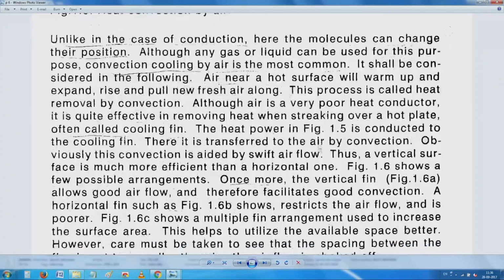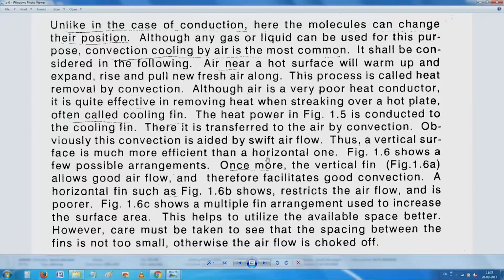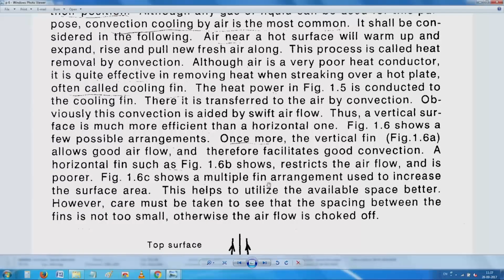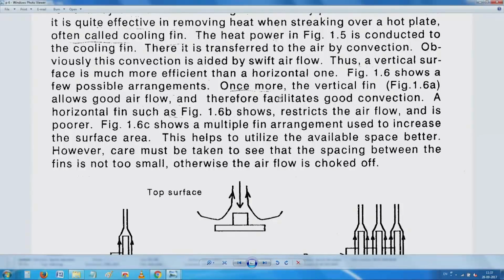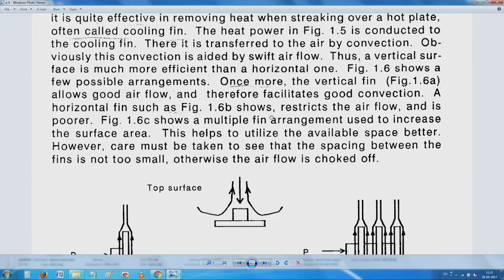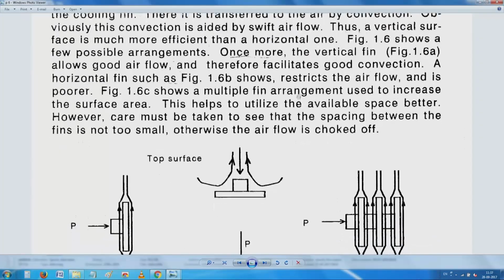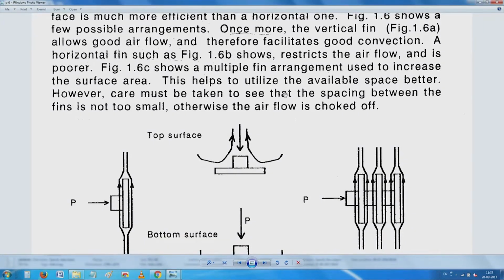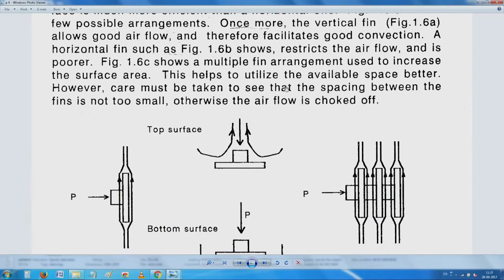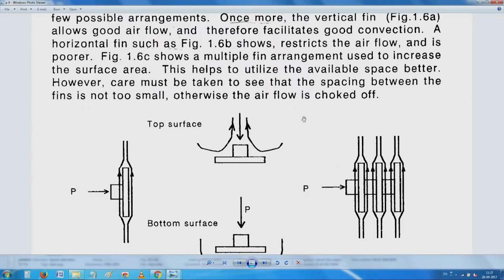Heat is transferred to the air by convection. This convection is aided by swift airflow. A vertical surface is more efficient than a horizontal one. The vertical fin allows good airflow and therefore facilitates good convection. A horizontal fin restricts the airflow and is poorer. A multiple fin arrangement is one by which you can increase the total surface area that is available.